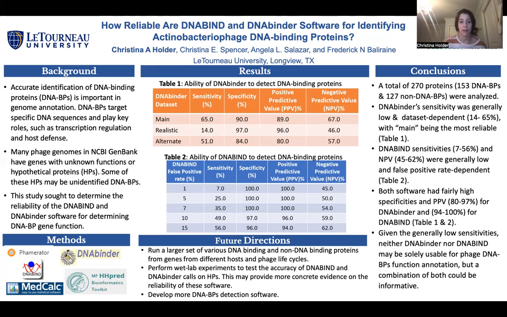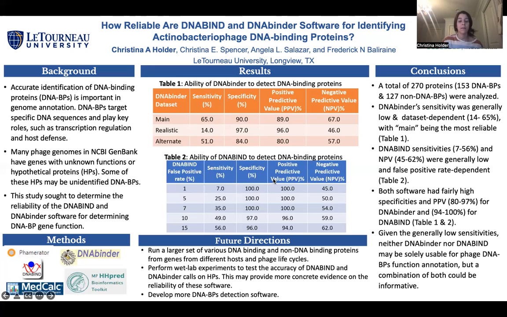So positive predictive value is a bit different. That number gives us an idea of the proportion of true positives called out of all of the DNA binding proteins run. And then negative predictive value shows the percentage of true negatives called out of all of the non-DNA binding proteins run. So the idea for this project was to create a combination of both of these softwares to use for functional annotation, similarly to how we use a combination of softwares while identifying transmembrane protein domains.